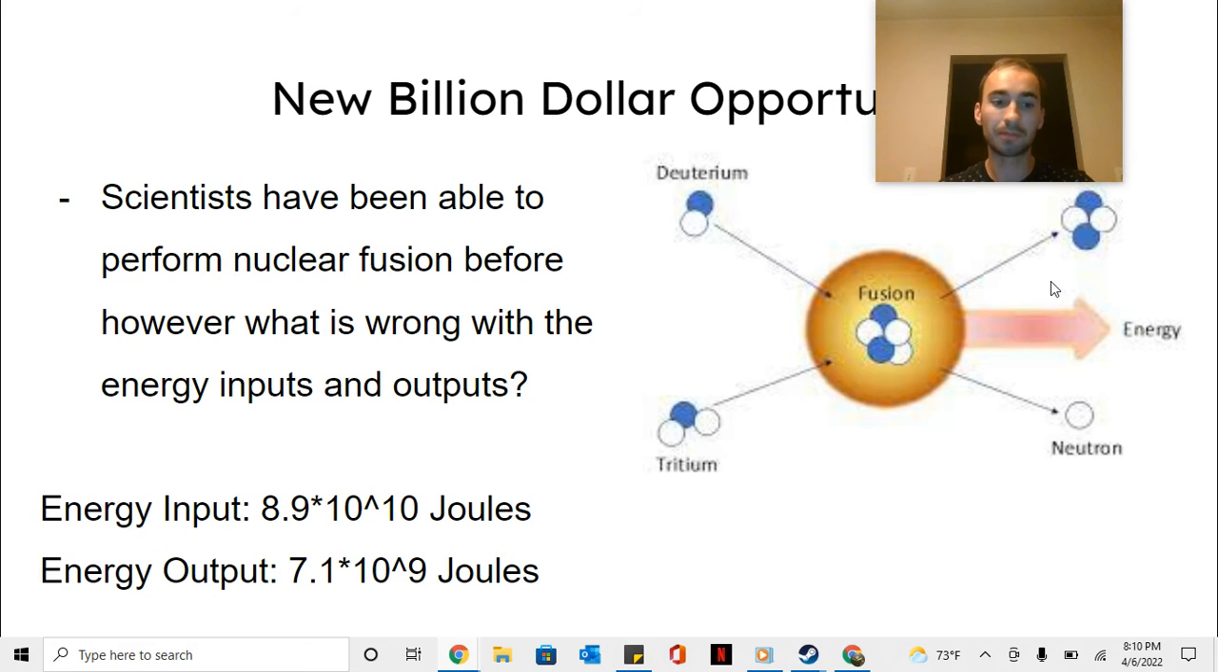So I'm going to pause the video. Please pause the video now. Figure out what is wrong with the fusion reactions we've been doing so far. The answer is on the screen. Pause the video and try and figure it out.